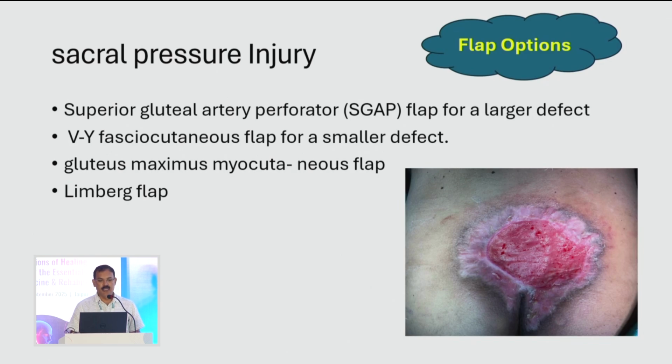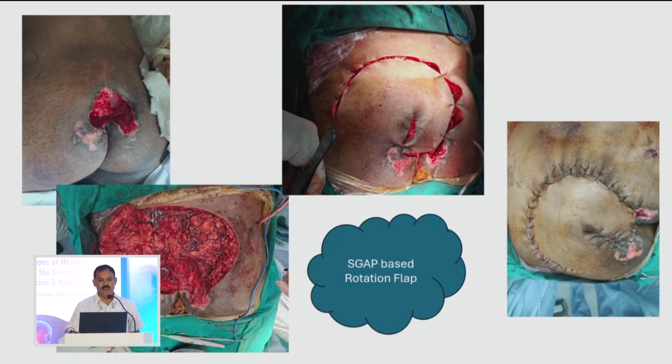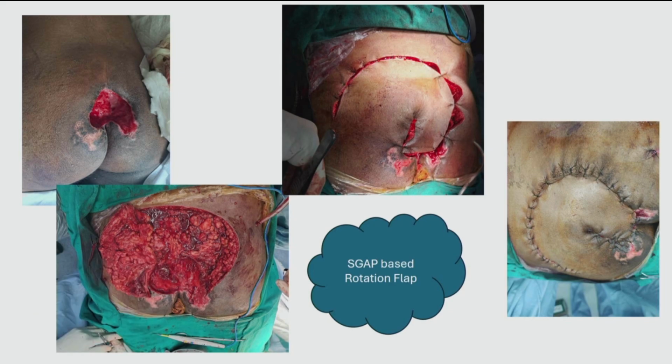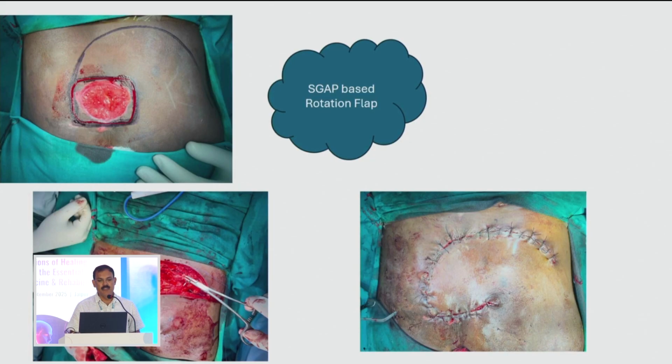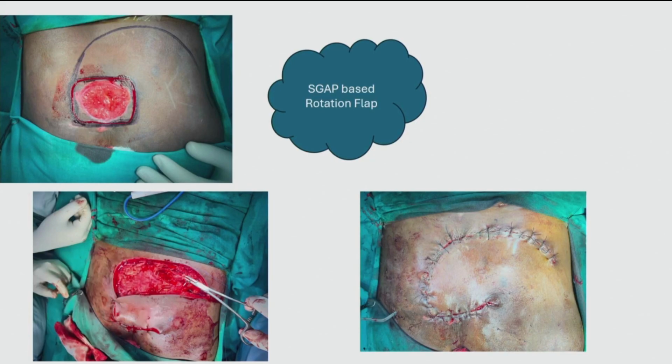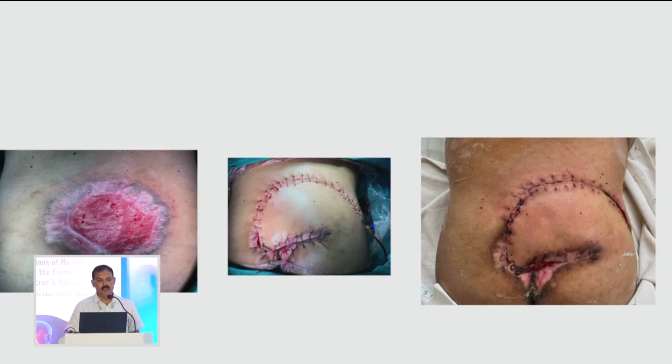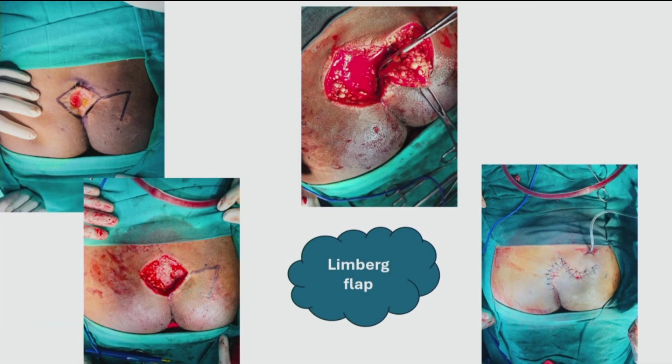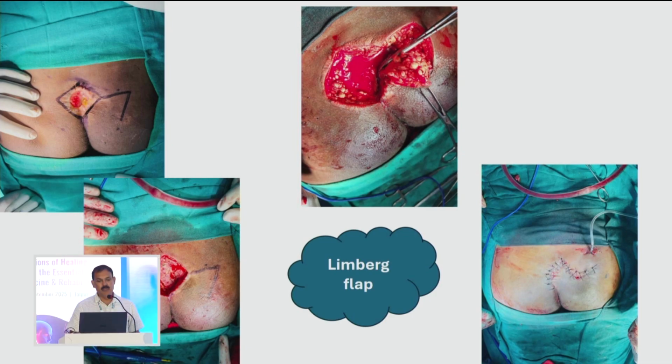This is a sacral pressure ulcer. The options are the superior gluteal artery perforator based flap, VY advancement flap, or limberg flap. These are options for covering sacral pressure ulcers. So this is a superior gluteal artery based flap, which can easily cover. Here is another case with a superior gluteal artery perforator based flap. This is another one. Small defects can be very well covered with a limberg flap.